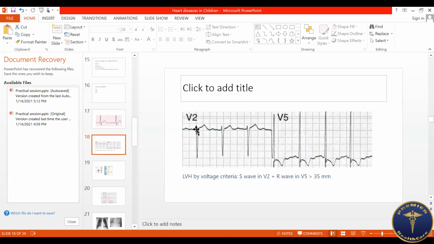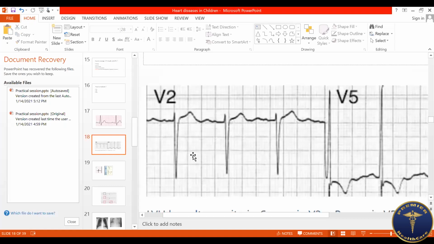How many squares? 1, 2, 3, 4, right? If you take 1 big square, how many small squares are there in it? There are 5, right? In this big square, there are 5 small squares. So here, how many small squares are there? 5, 10, 15, 20. Am I correct? 5, 10, 15, 20. So that is a deep S wave.